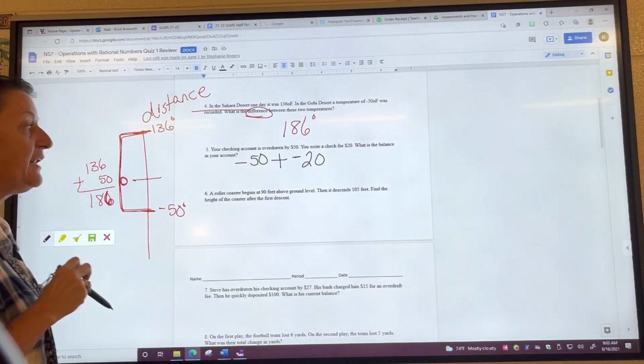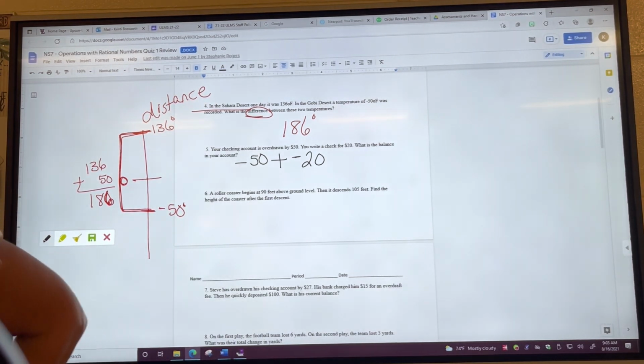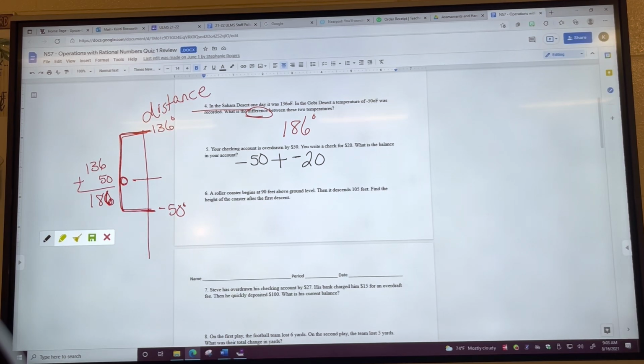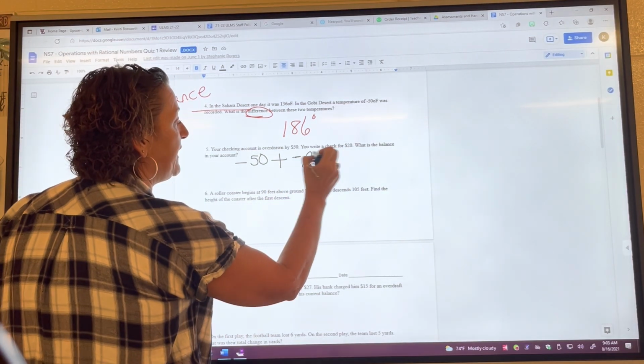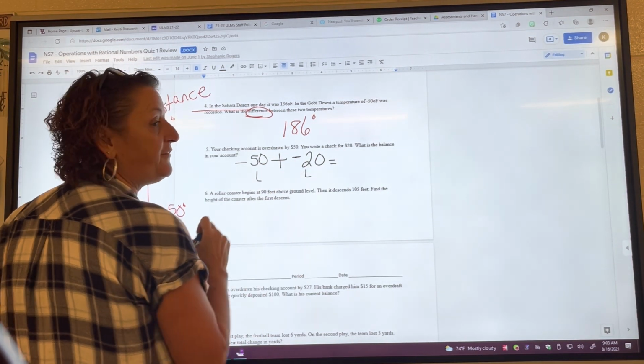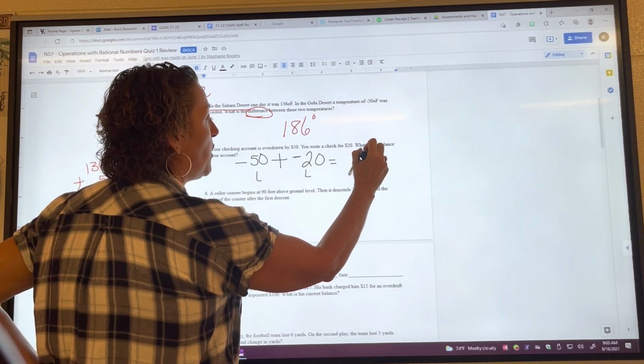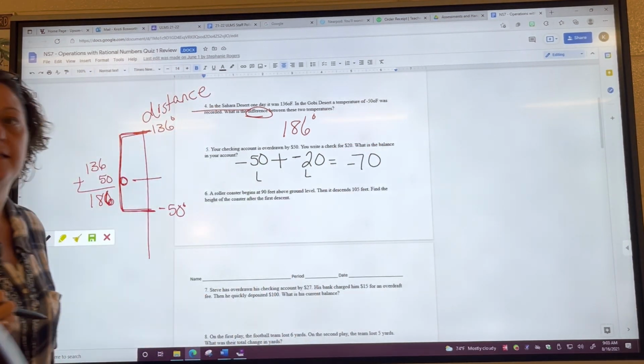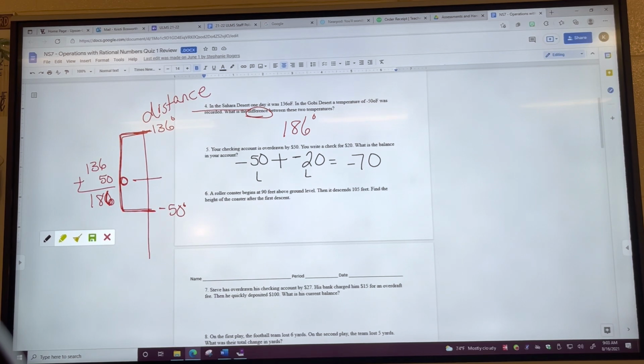So we've got a negative 50 plus the negative 20. So our answer is going to be, this is a left and left. So they're the same, so we add and keep the sign. Negative 70 is where we're sitting right now in our bank account.